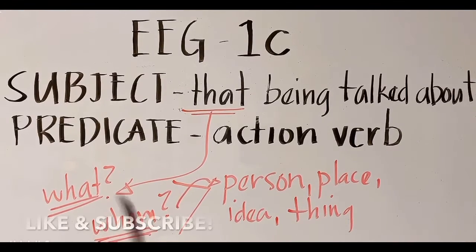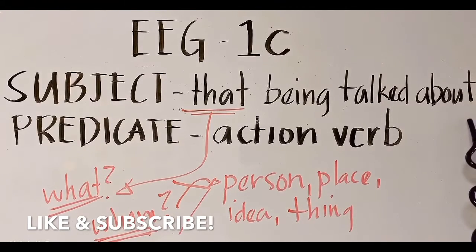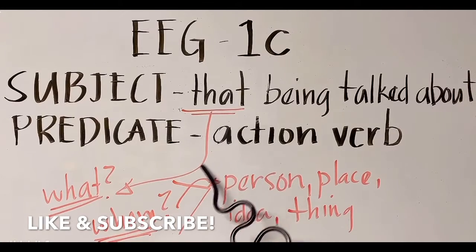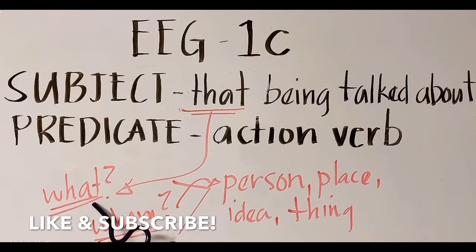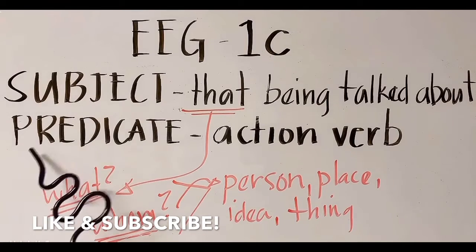Let's just repeat. The subject is that or the one being talked about in the sentence. It should answer the question what or whom. What is being talked about in the sentence? Whom is being talked about in the sentence? This should be a person, a place, an idea, or a thing. Now let's go to the predicate.